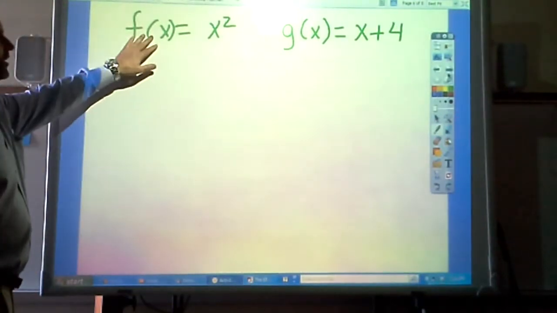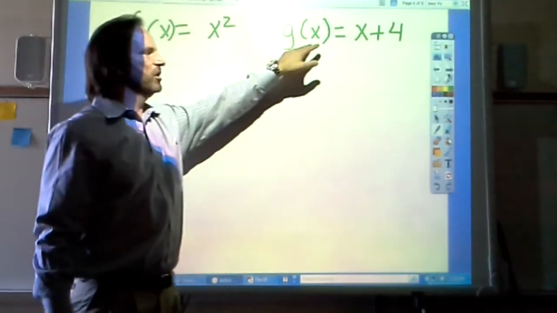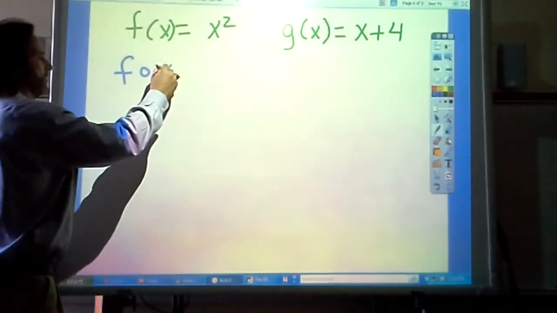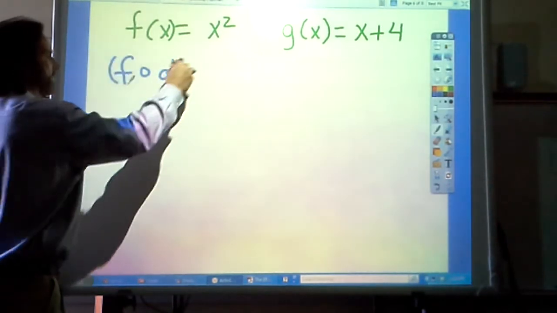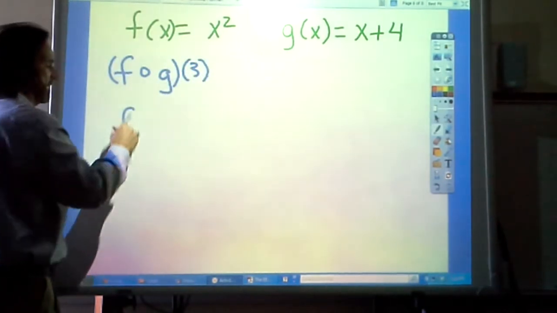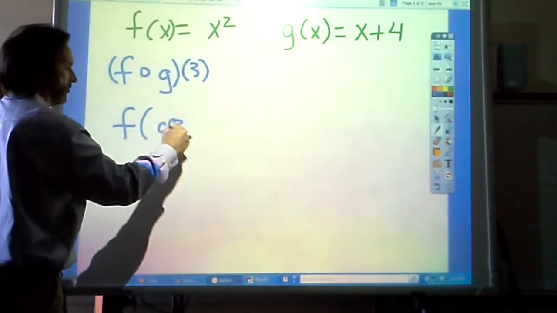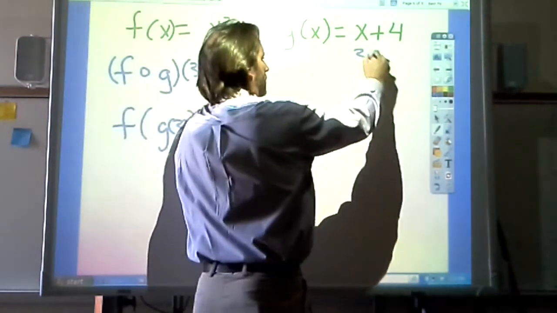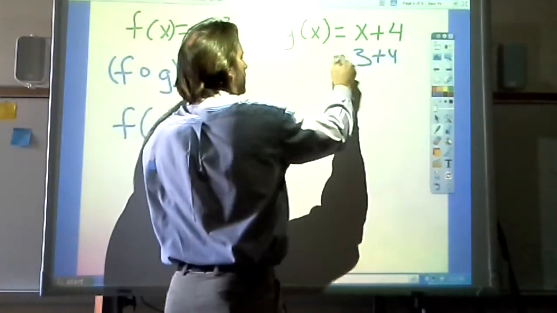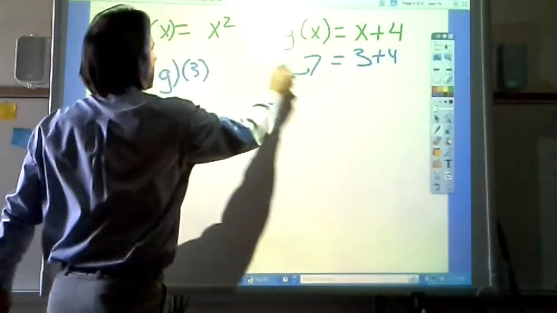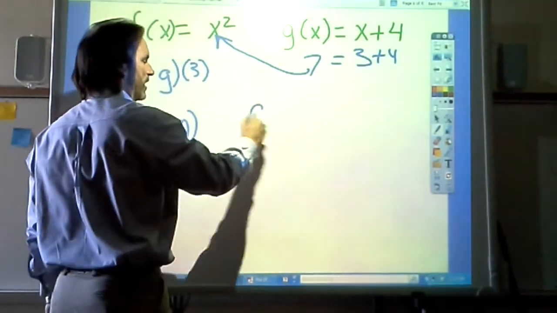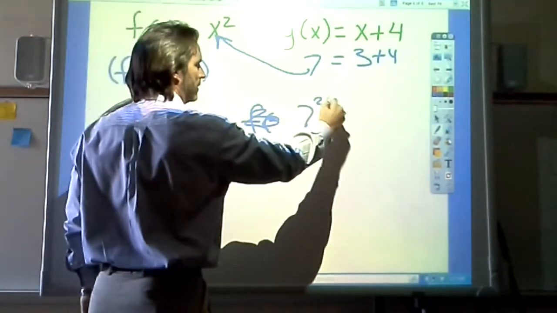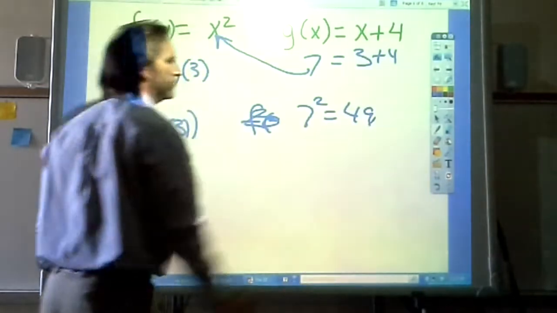Okay? Here's F of X is X squared, G of X is X plus 4. If I want to do F composed with G of, let's say, 3, that's the same thing as F of G of 3. Okay, I'm doing G first. I plug in 3 plus 4 equals 7. This output is now my input. So 7 squared equals 49.